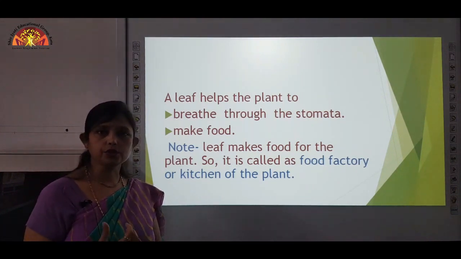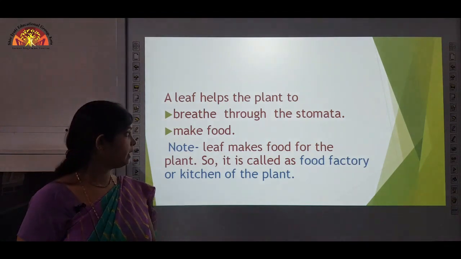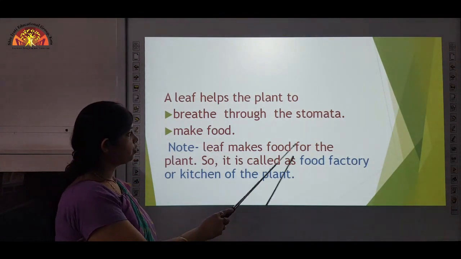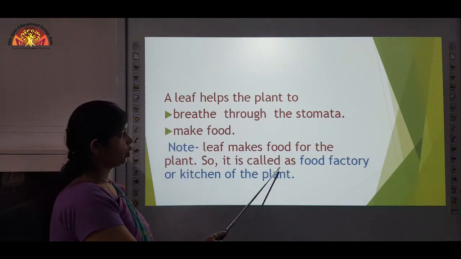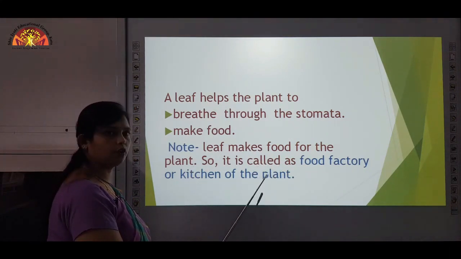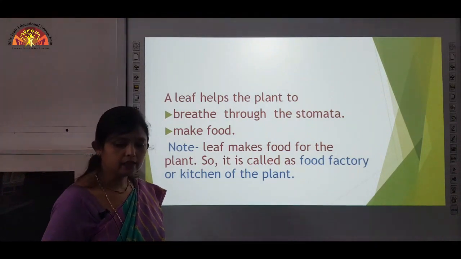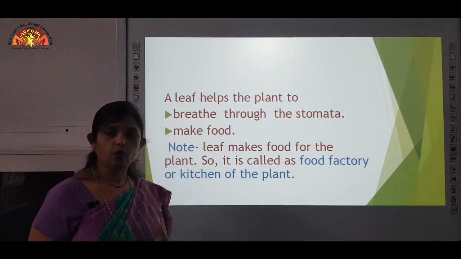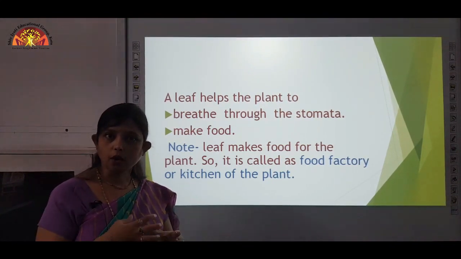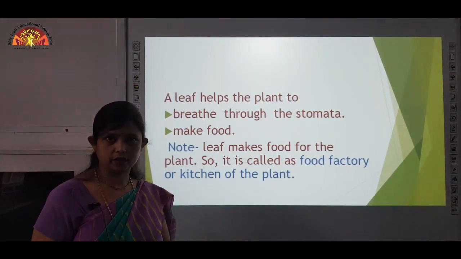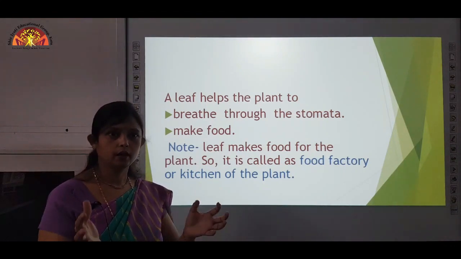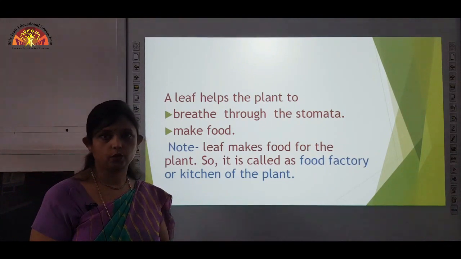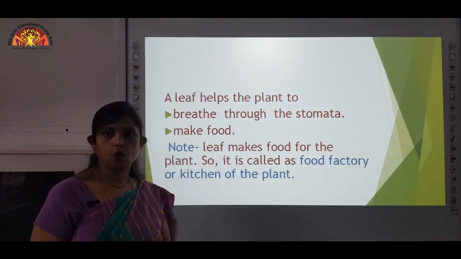Now another most important function of the leaf is that it makes the food. Leaf makes food for the plant, so it is called the food factory or kitchen of the plant. Now children, it is just like your mother prepares food for you in the kitchen. All the raw materials are available over there, and she collects all those raw materials and prepares some food for you. So similarly, the leaf is called a kitchen.